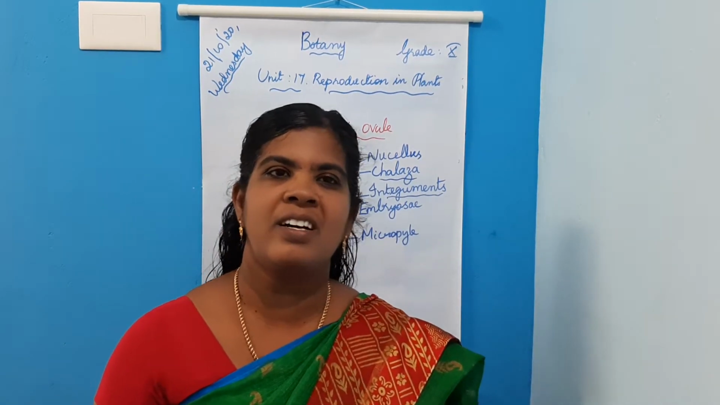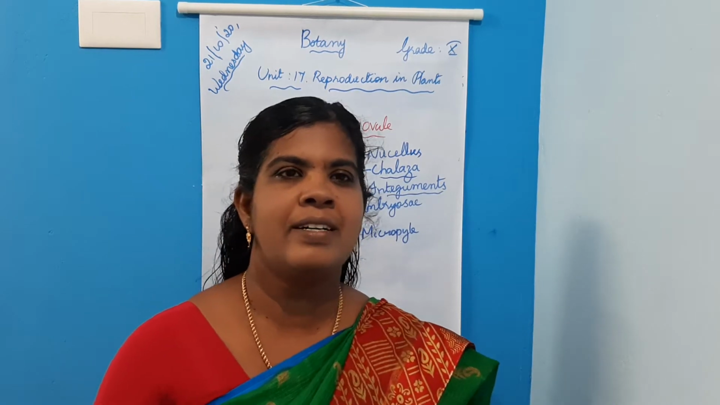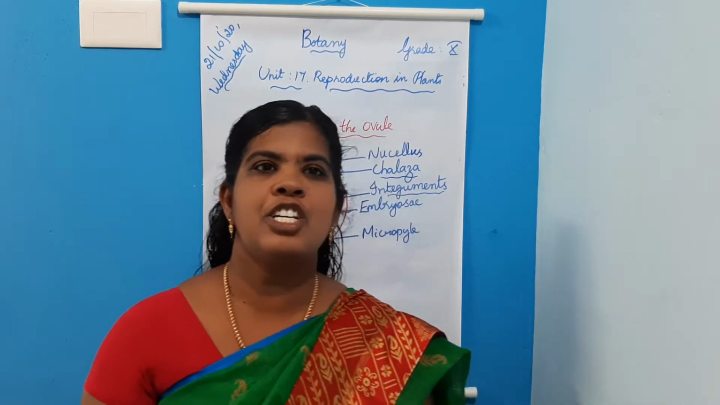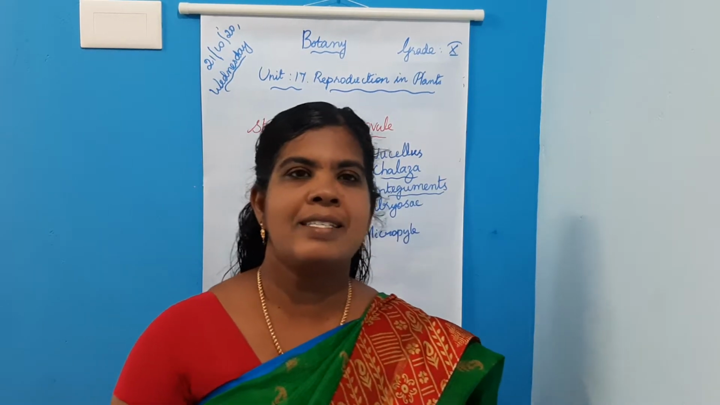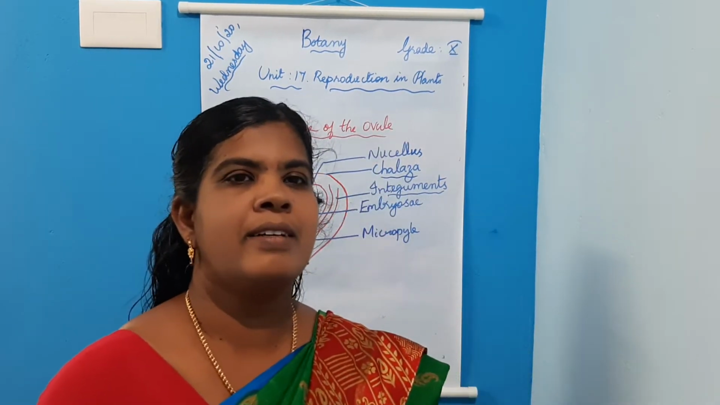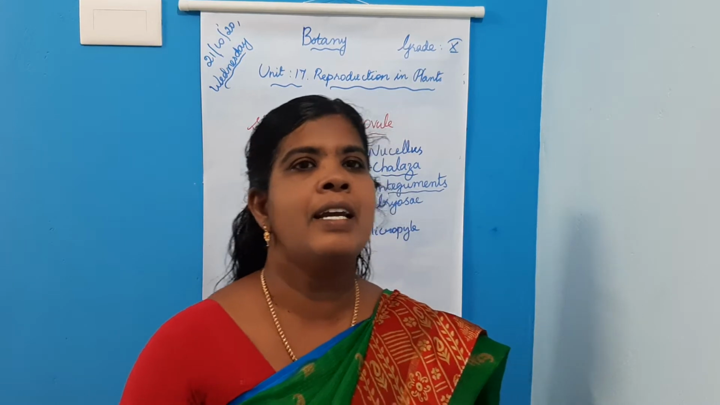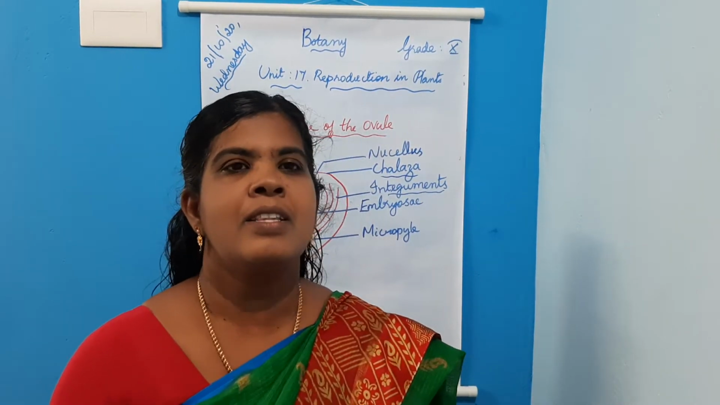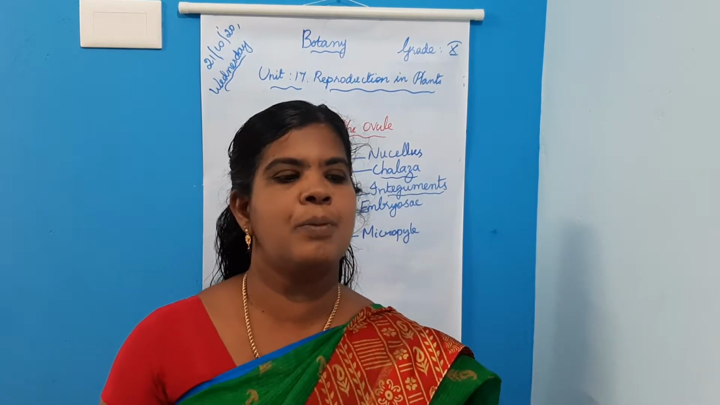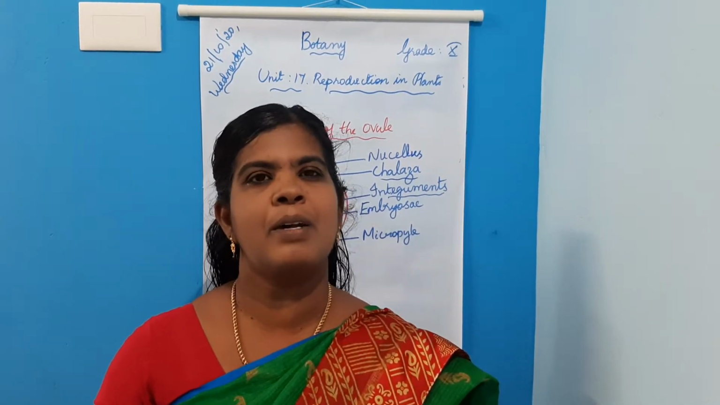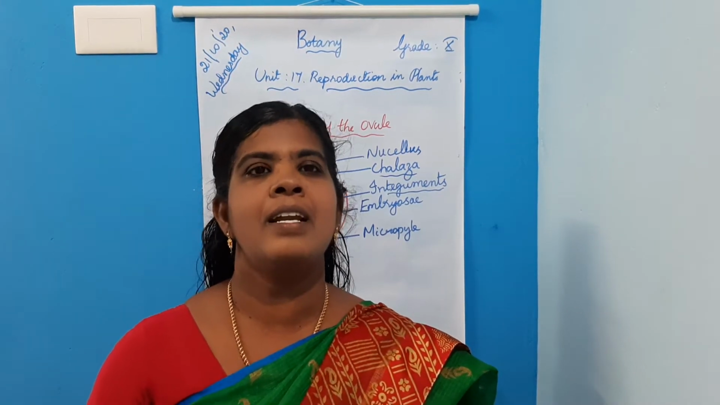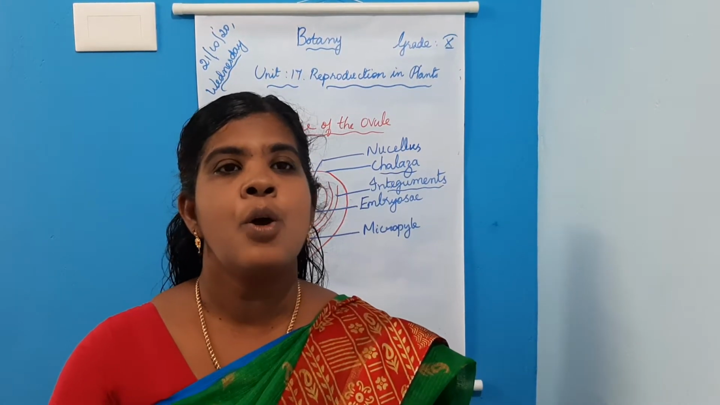Calyx and corolla are non-essential parts of a flower because they do not directly take part in reproduction. But androecium and gynoecium are the essential parts of the flower. These two are involved directly in reproduction, so they are essential parts of the flower, isn't it? Then what are the parts of gynoecium? Gynoecium is the female part of the flower. What are the parts of gynoecium? Ovary, style and stigma, isn't it? This ovary encloses the ovule.